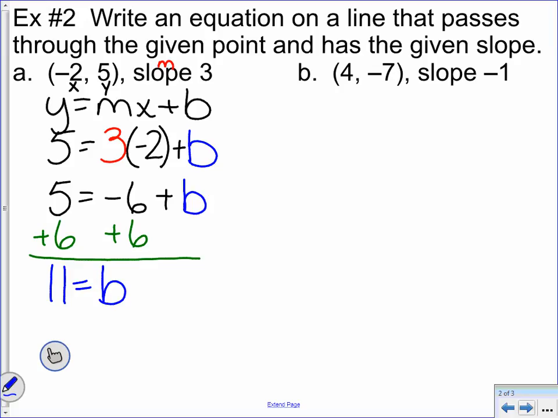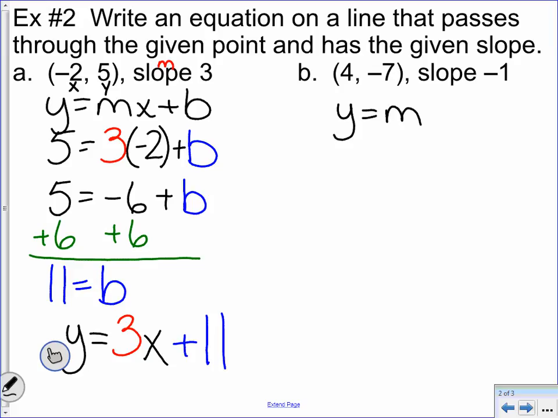Now I could use that to write my equation. So y equals, slope was 3. Don't forget to put the x after it. And then the y-intercept is plus 11. So if you'd like to try the next one on your own, you should pause now.